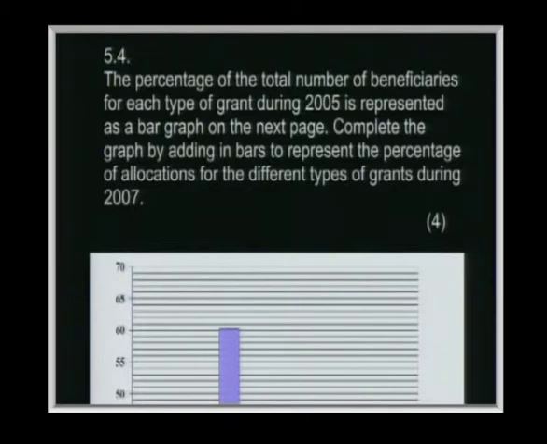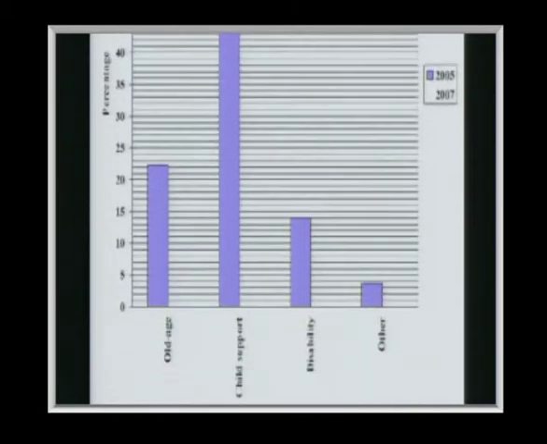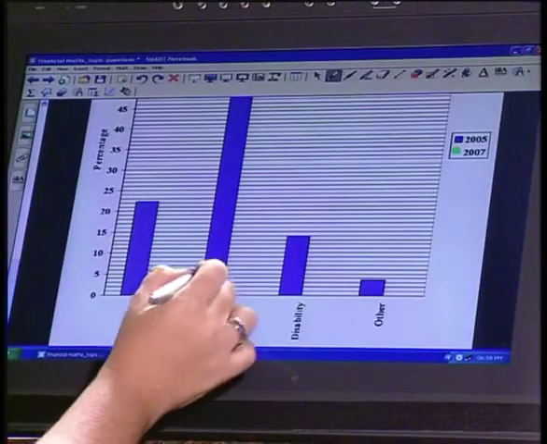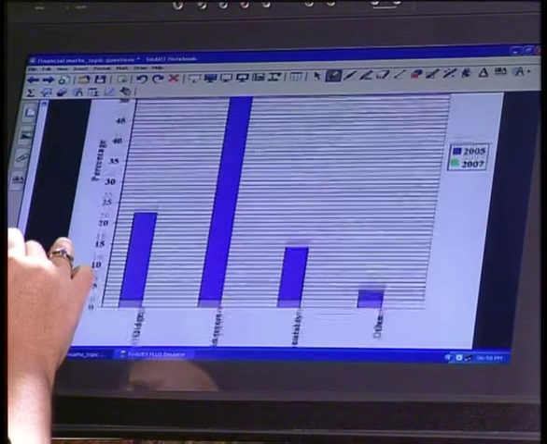The percentage of the total number of beneficiaries for each type of grant during 2005 is represented as a bar graph on the next page. Complete the graph by adding the bars to represent the percentage of allocations for the different types of grants during 2007. So basically they've given us a bar chart with 2005, and there's the key, 2005. We're going to do 2007, so I'm going to color mine in green because all of my 2007 are going to be green. And we're going to then have to compare from 2005 to 2007, and we're looking at percentages.